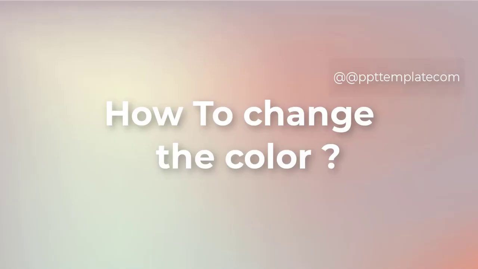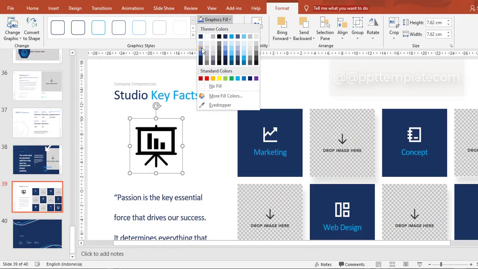How to change the color. Select the icon and, on the Format tab, click the Shape Fill or Shape Outline drop-down arrow.